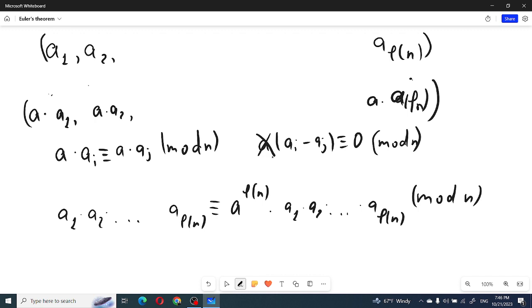We can erase these numbers a1, a2 up to a phi n on both sides, because we know that they are coprime to n, and both of these sides have the same numbers like this one. So we get that 1 equals a to the phi n modulo n. So this was what we wanted to prove.